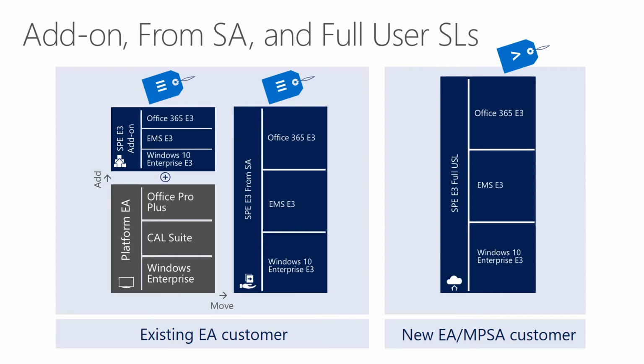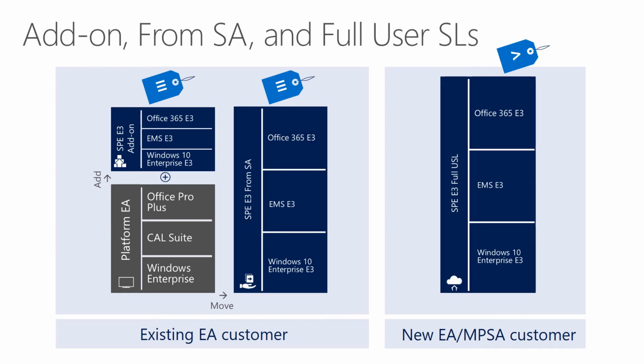What about a customer with an existing platform EA, let's say 500 users and devices, and they want to move 200 of the people to SPE renewal? What would their renewal order look like? Well, can they move just some of their people to SPE? Absolutely they can, and so at renewal they would buy 300 traditional licenses and then 200 From SA SPE USLs.